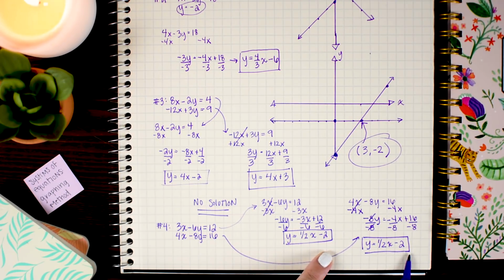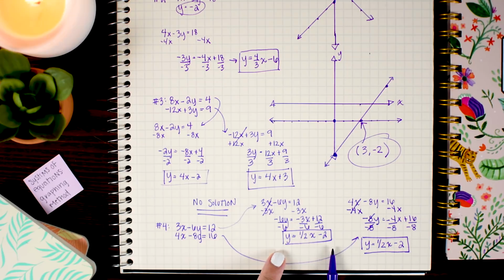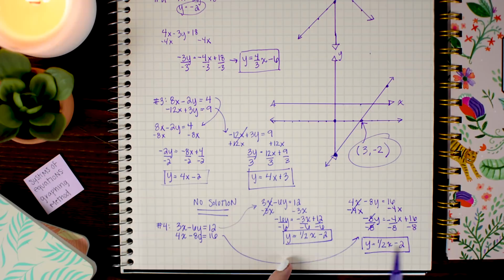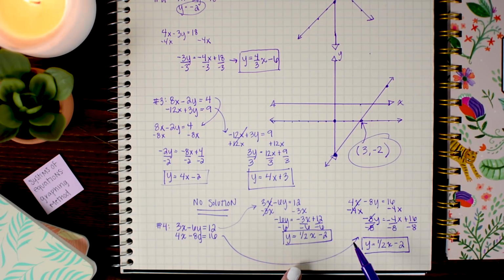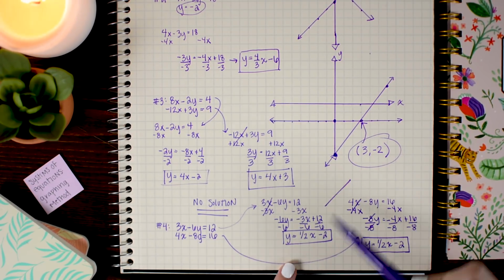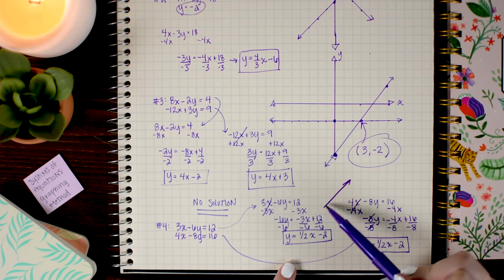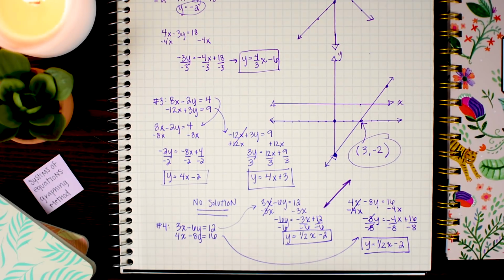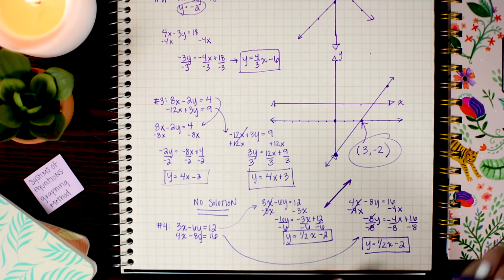What this means is that I have this line, y equals 1/2 x minus 2, graphed, and graphed on top of it is the exact same line. So what this means for our system of equations is that the solution is every single point on those lines, because one line is graphed on top of the other. And how you say this in words is that it has infinitely many solutions.